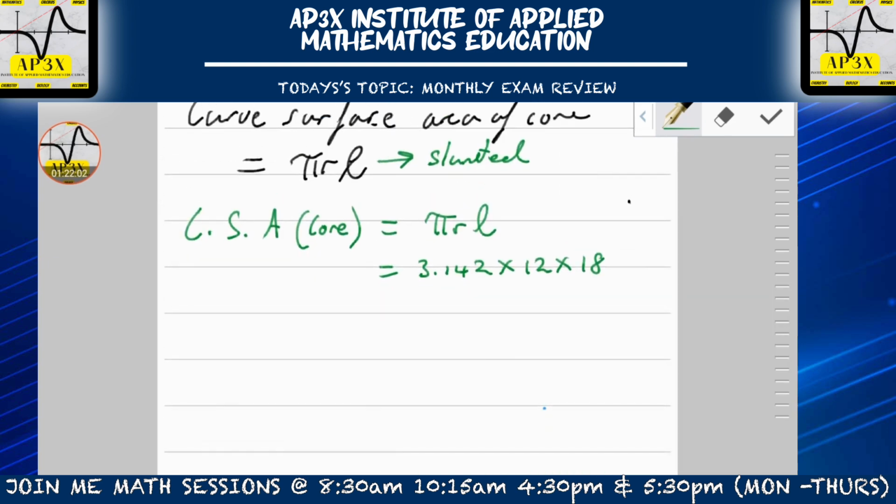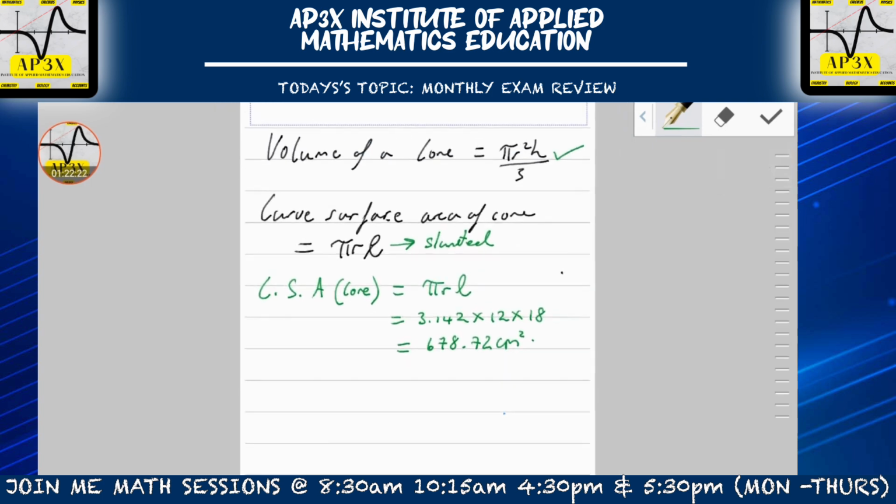So then here we go. The curved surface area of the cone is going to be 3.142 multiplied by 12 multiplied by 18, and that's going to be equal to 678.72 square centimeters, and that is the area of the curved section of the cone. Let's then look at the curved surface area of the cylinder. And that is in fact going to be 2 pi r h.